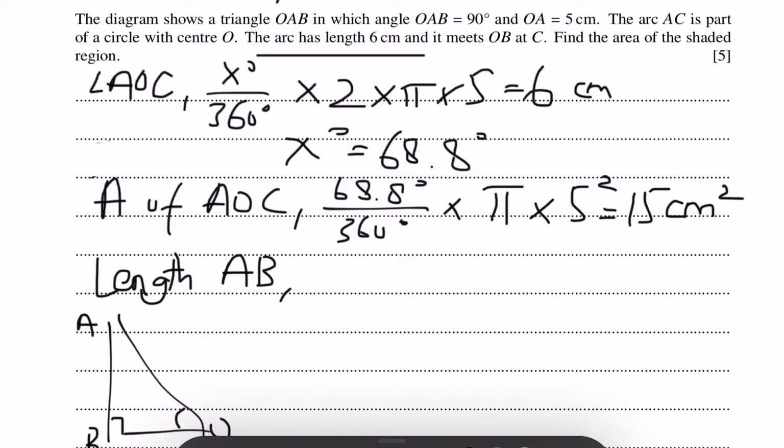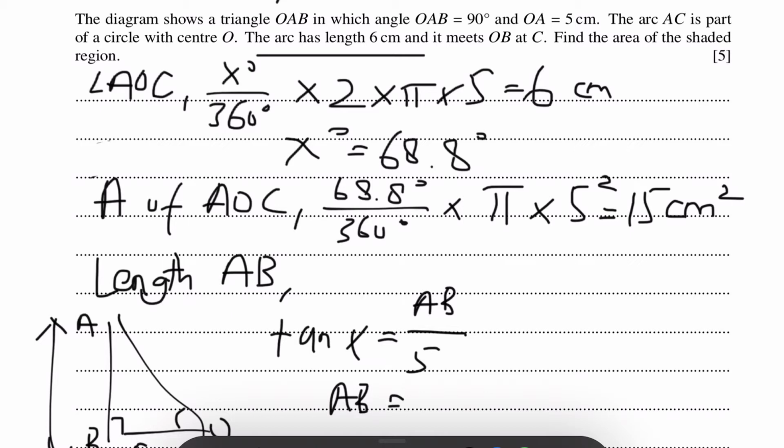So I have 5 here. What I need is AB. That means I can use tangent x is equal to AB divided by 5. So AB is 12.86 centimeters.